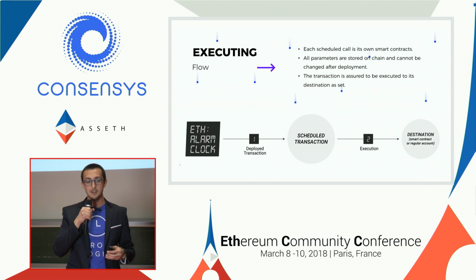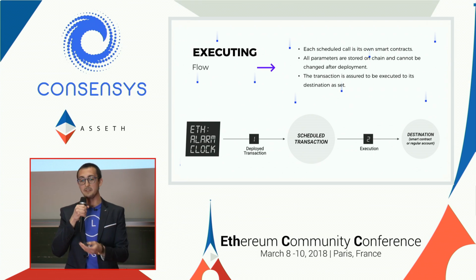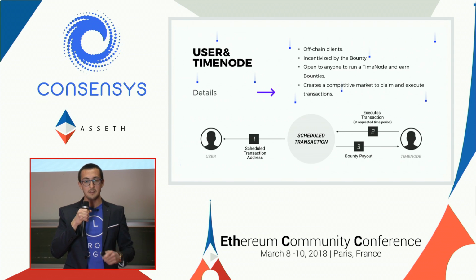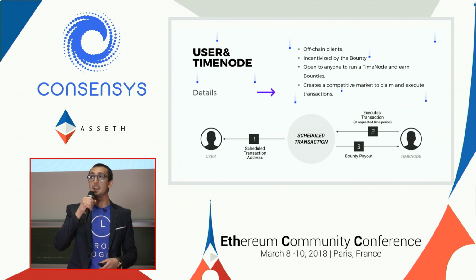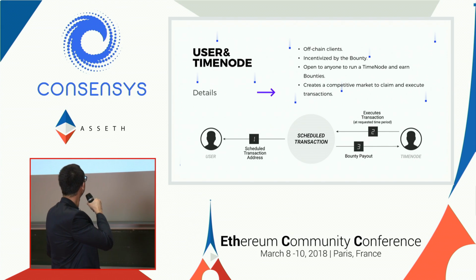So the execution flow: just schedule, and then that'll get sent. So here we see that when a user schedules a transaction, they'll get back the address for that transaction. They can keep that in case they want to cancel it or check up on it. Time nodes will be watching the blockchain for every time a new one's deployed. It'll then execute that and get rewarded in the bounty.